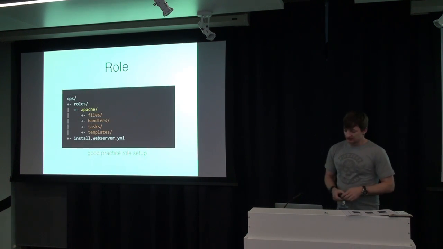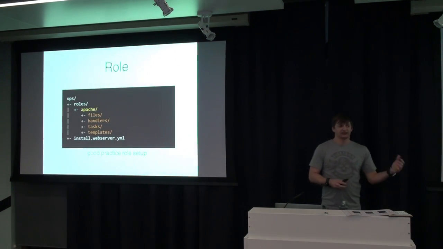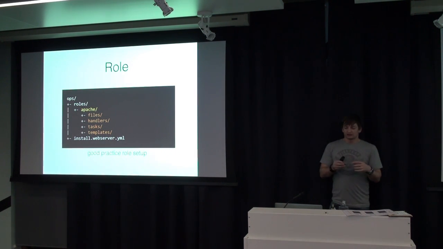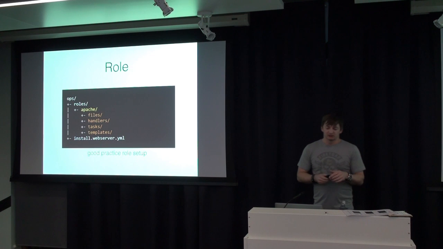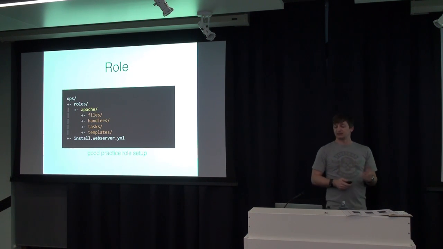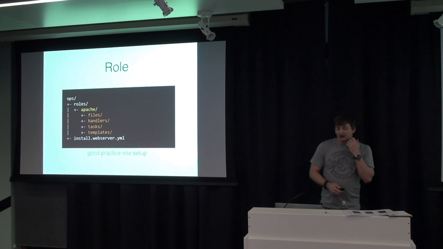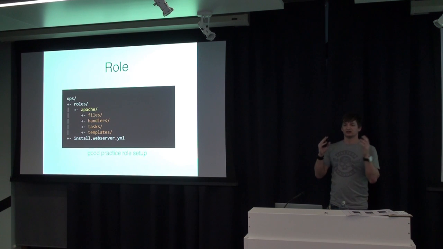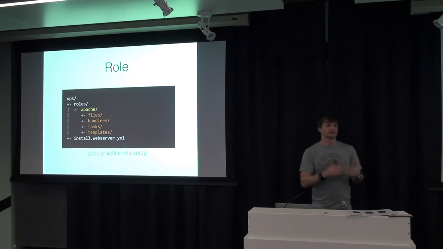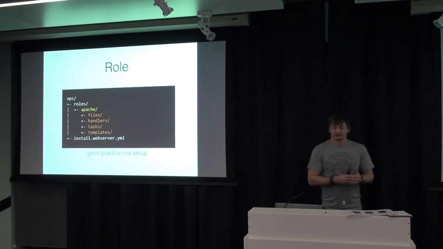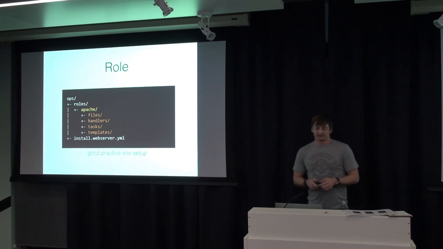So let's have a look at the role. It's a good practice to create a role directory and create for all your roles these four subdirectories: files, handlers, tasks, and templates. Files are basically stuff you just want to copy over to your machine. So if you have some files you need to go to your machine, like configuration files, stuff like this, that don't vary on each step, then you put it in files.